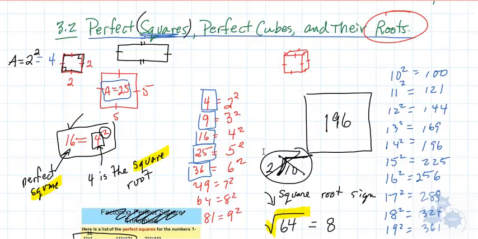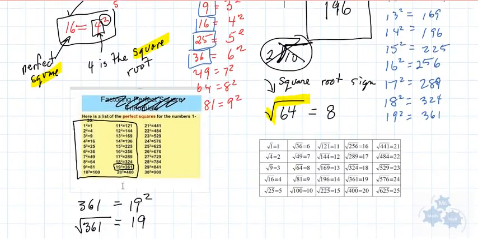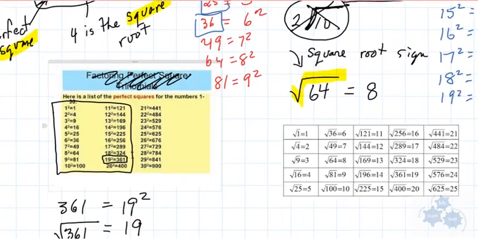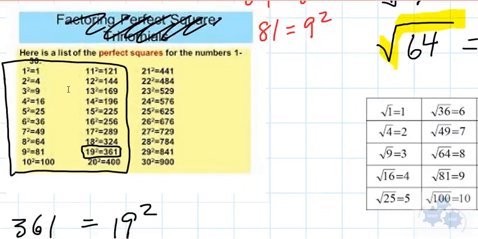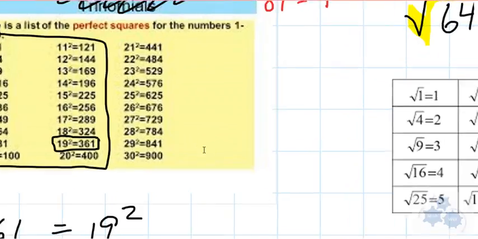All right. Here's the list, and I'll just zoom in on this a little bit, but this is the list of perfect squares for the numbers 1 to 30. Now, for 1 to 20, I just mentioned that you need to have those memorized as best as you can, but obviously there are perfect squares that are a lot larger than that.